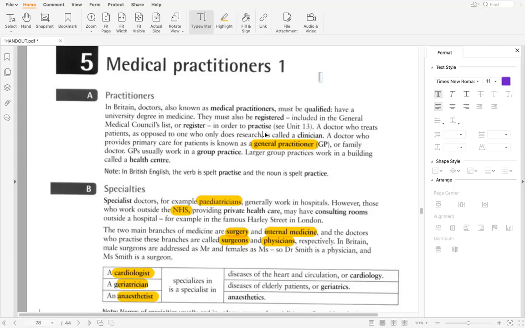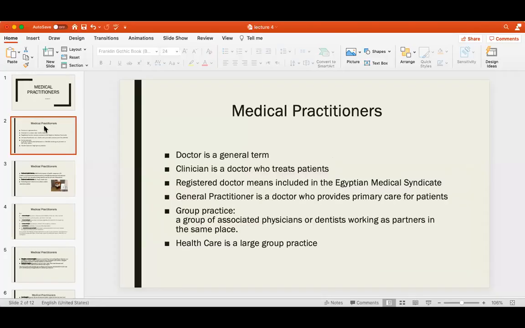So, what does the doctor do in order to start practice? They have to be qualified, which means have a university degree, and be a registered doctor, which means included in the General Medical Council. The General Medical Council is in the UK, in Britain. The equivalent of this in Egypt is the Egyptian Medical Syndicate, which means in Arabic نقابة الأطباء.